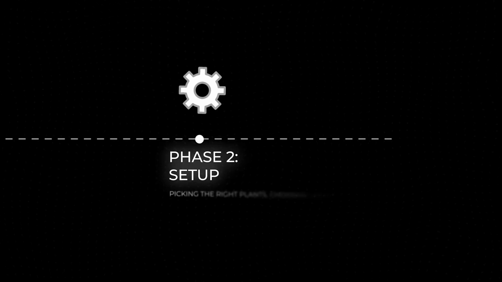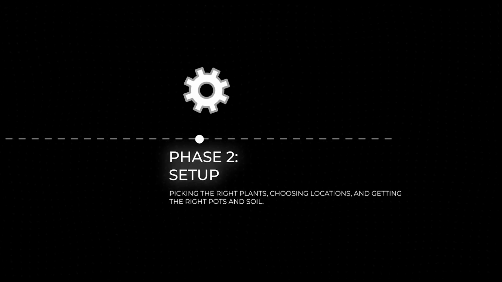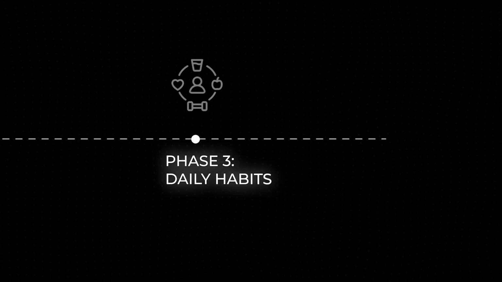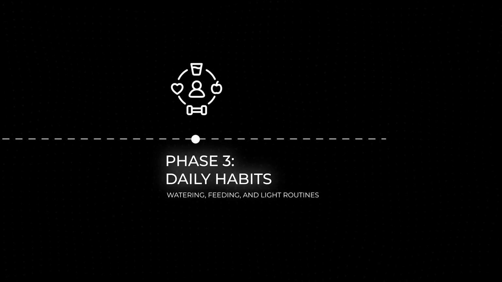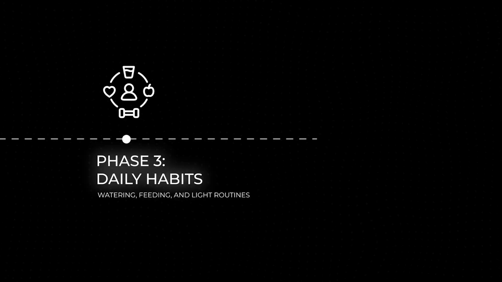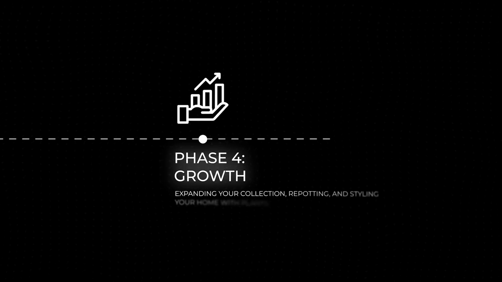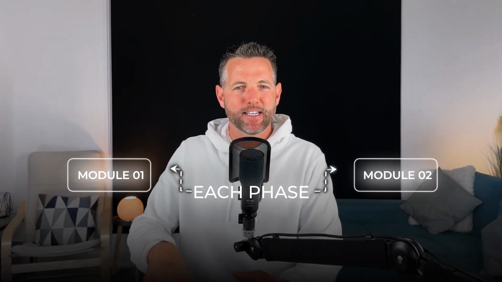Phase 2 could be setup, like picking the right plants, choosing locations, and getting the right pots for the soil. And then phase 3 might be something like daily habits, watering, feeding, and lighting routines. And phase 4 might be growth, expanding their collection, repotting, and styling their home with plants, and so on and so forth. So each phase is basically a module.